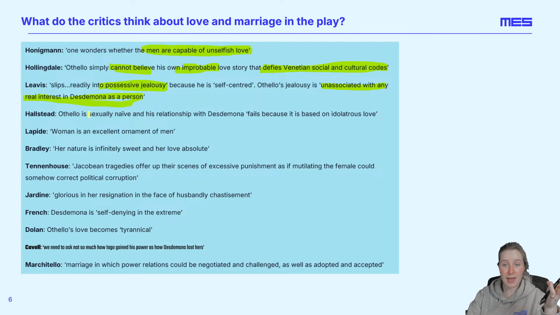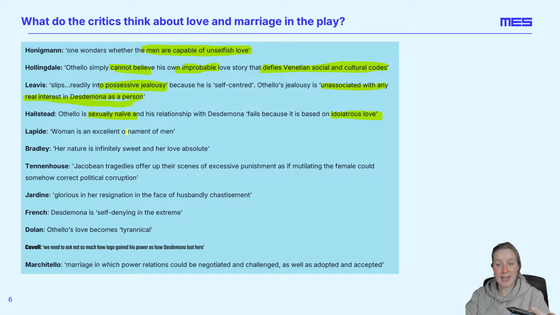Halstead says that Othello is sexually naive, and his relationship with Desdemona fails because it is based on idolatrous love. So the idea that he thinks of her as this pinnacle and paragon of the elite, of purity, of goodness, of power, such as it is, a woman, and essentially worships her. So when he begins to doubt that she is perfect, everything comes crashing down, which shows how little it was based on at the beginning.